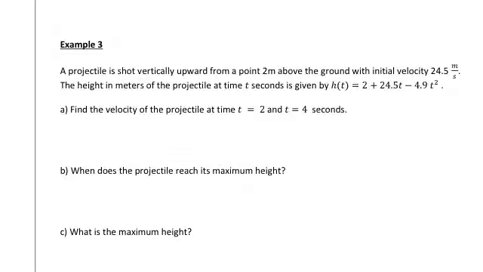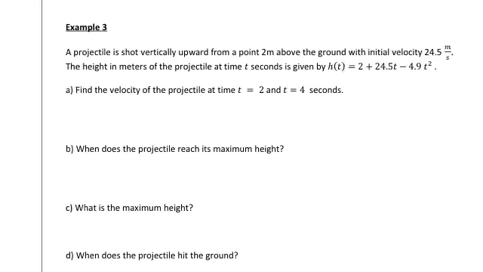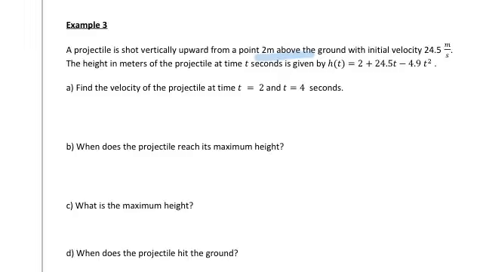Okay, let's take a look here at example 3. So here we have a projectile shot vertically up from a point 2 meters above the ground with initial velocity 24.5. The height in meters of the projectile, which is basically just a fancy word for anything that's being thrown, at time t seconds is given by h of t is 2 plus 24.5 t minus 4.9 t squared.